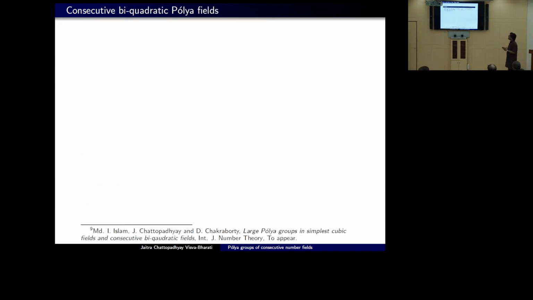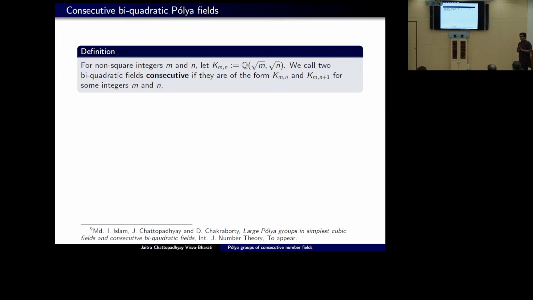Okay. Now comes the notion of consecutive biquadratic Pólya fields. We defined the notion of consecutive quadratic fields like Q(√d) and Q(√(d+1)). So the natural question is, what should be a good definition for consecutive biquadratic fields? This is one definition that we followed: Q(√m, √n), if we denote this field by K_{m,n}, then we call two such fields consecutive if they are of the form K_{m,n} and K_{m,n+1}. So we are not touching the first coordinate, only the second coordinate we are making a little change.